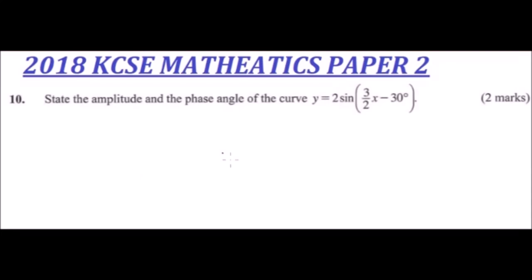So this is 2018 KCSE Mathematics Paper 2, question number 10. State the amplitude and the phase angle of the curve y is equal to 2 sin(2/3 x minus 30). So the amplitude, I'll be covering this topic soon. So this is the amplitude, the constant that is multiplied by the function. So we can say amplitude is equal to 2.